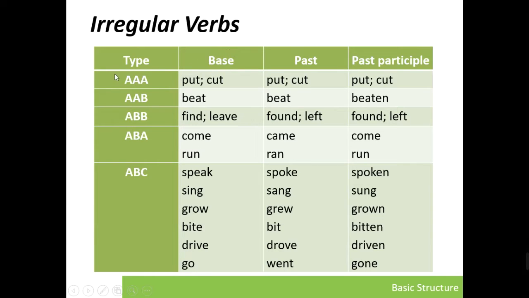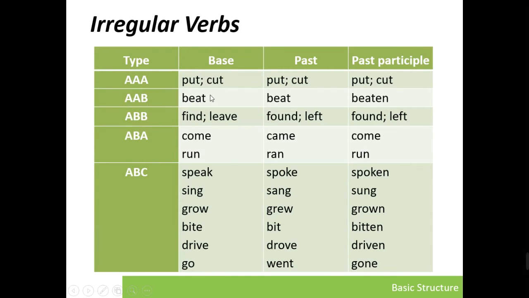For example, this pattern AAA means that the verb 1, verb 2, and verb 3 of this verb will be the same, as we can see in this example, put and cut. So the words put and cut will have the same form whether it is in past tense or in past participle, whether it is in verb 2 or in verb 3. So the pattern is AAA. And then the second pattern is AAB.